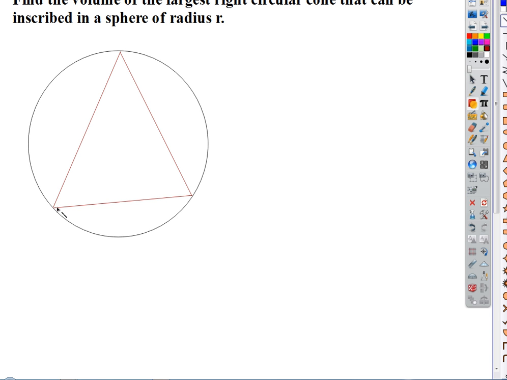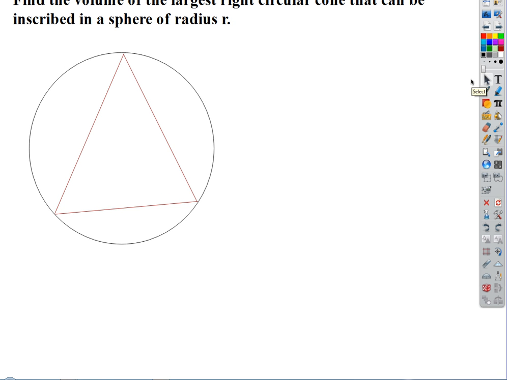Aren't these nice? Okay, so there's our cross section of our cone. Anybody know off the top of their head what the volume of a right circular cone is? One-third pi, yeah, that's right. Volume is 1/3 pi r squared h.